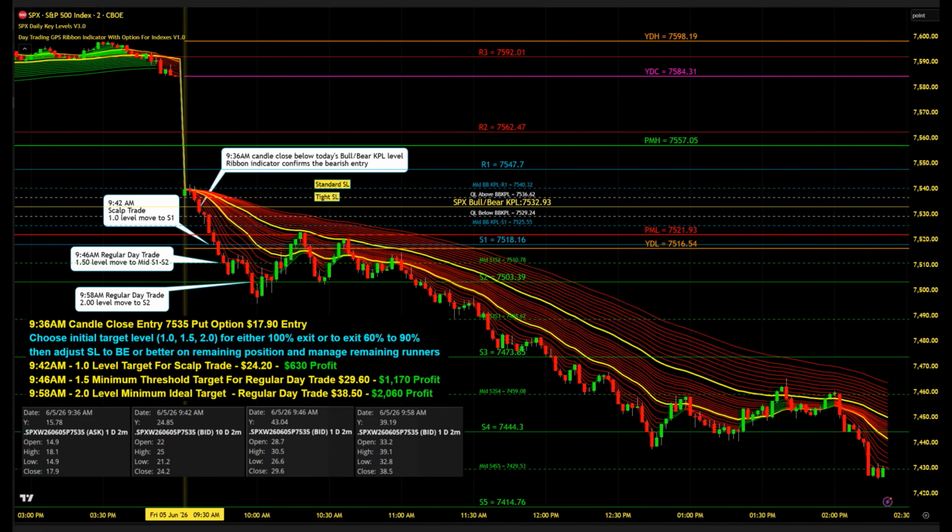One SPX 0DTE option trade. $2,060 profit per option contract in less than 30 minutes. But the important part isn't the dollar amount. The important part is that this trade came directly from a rules-based trading framework using two indicators: the Day Trading GPS SPX Daily Key Levels Indicator and the Day Trading GPS Ribbon Indicator. No guessing, no subjective trend lines, no trying to predict where the market might go. Just objective price levels, confirmation rules, predefined stop locations, and predefined profit targets.